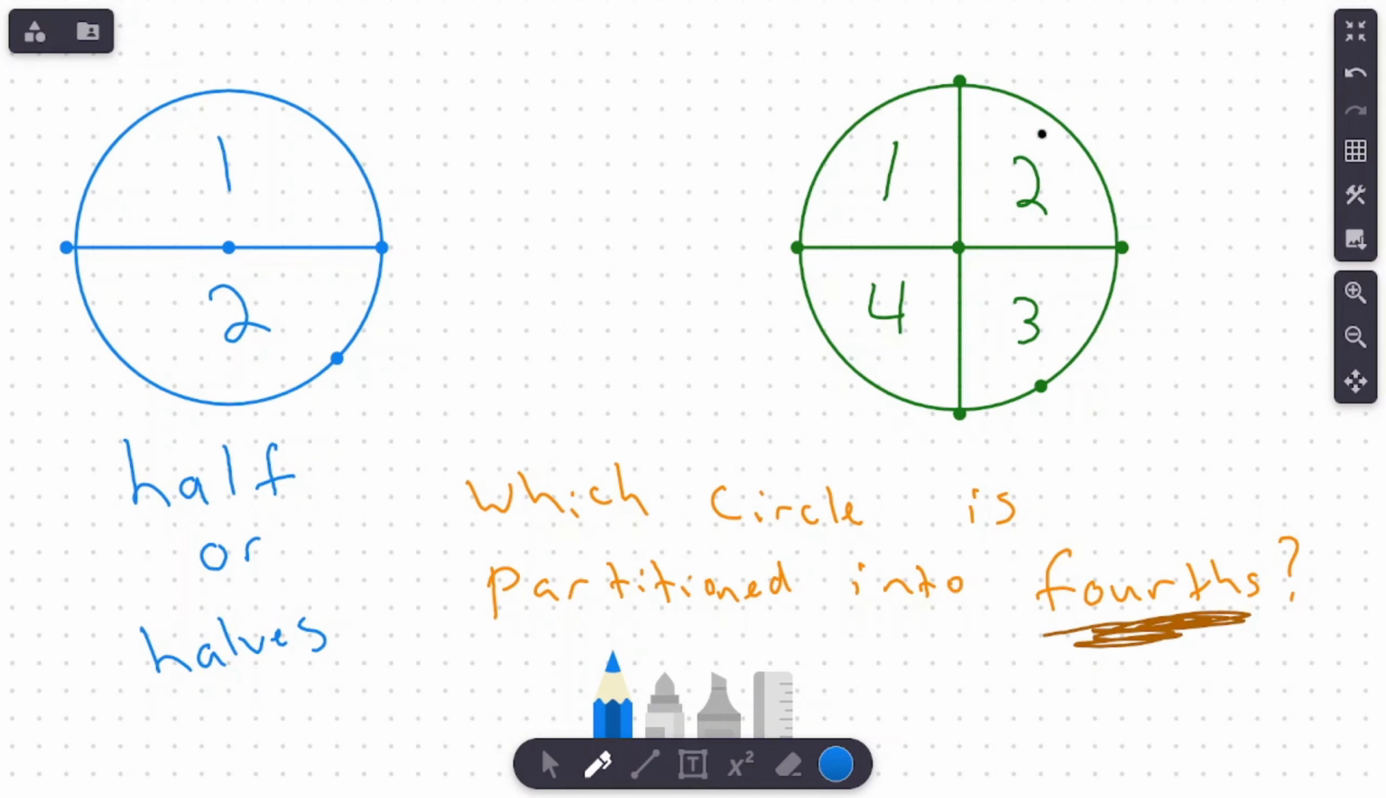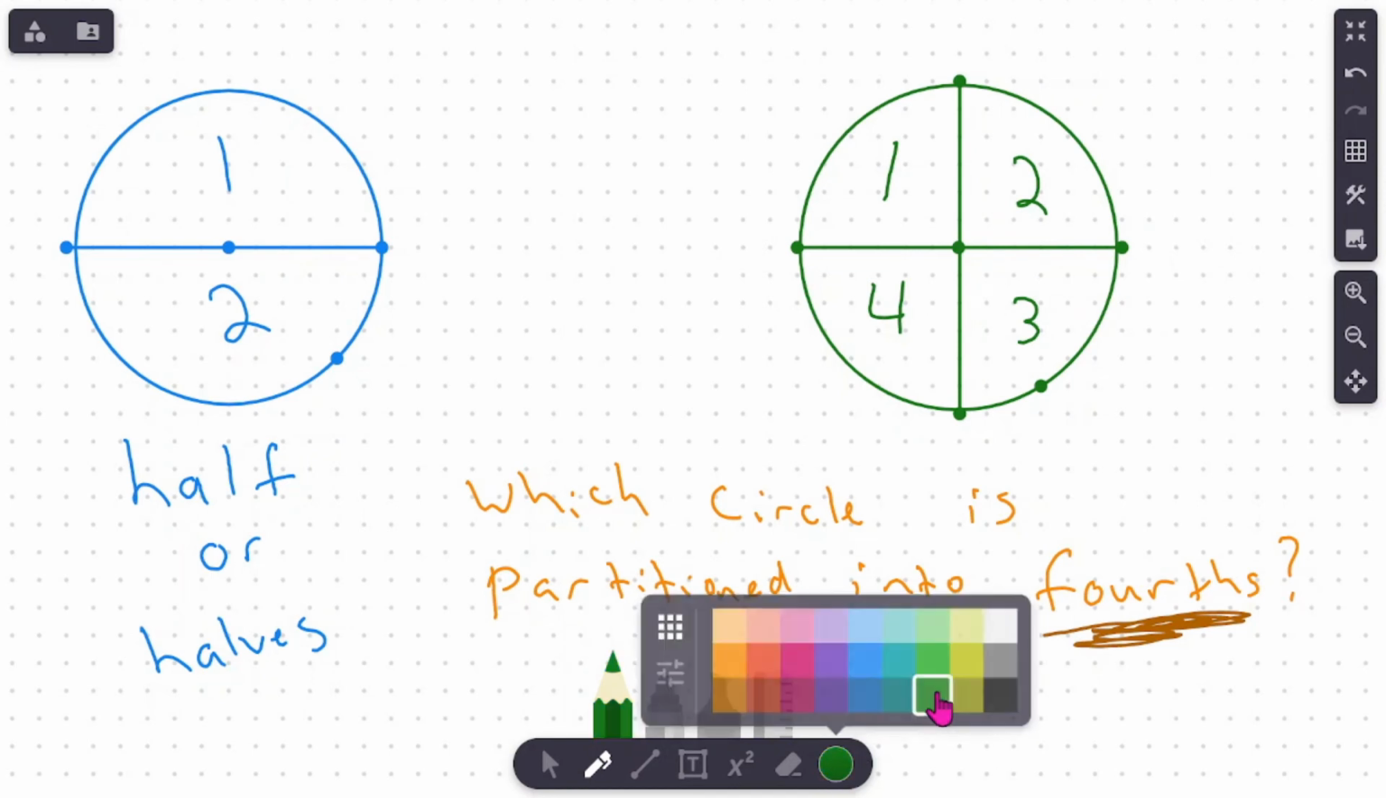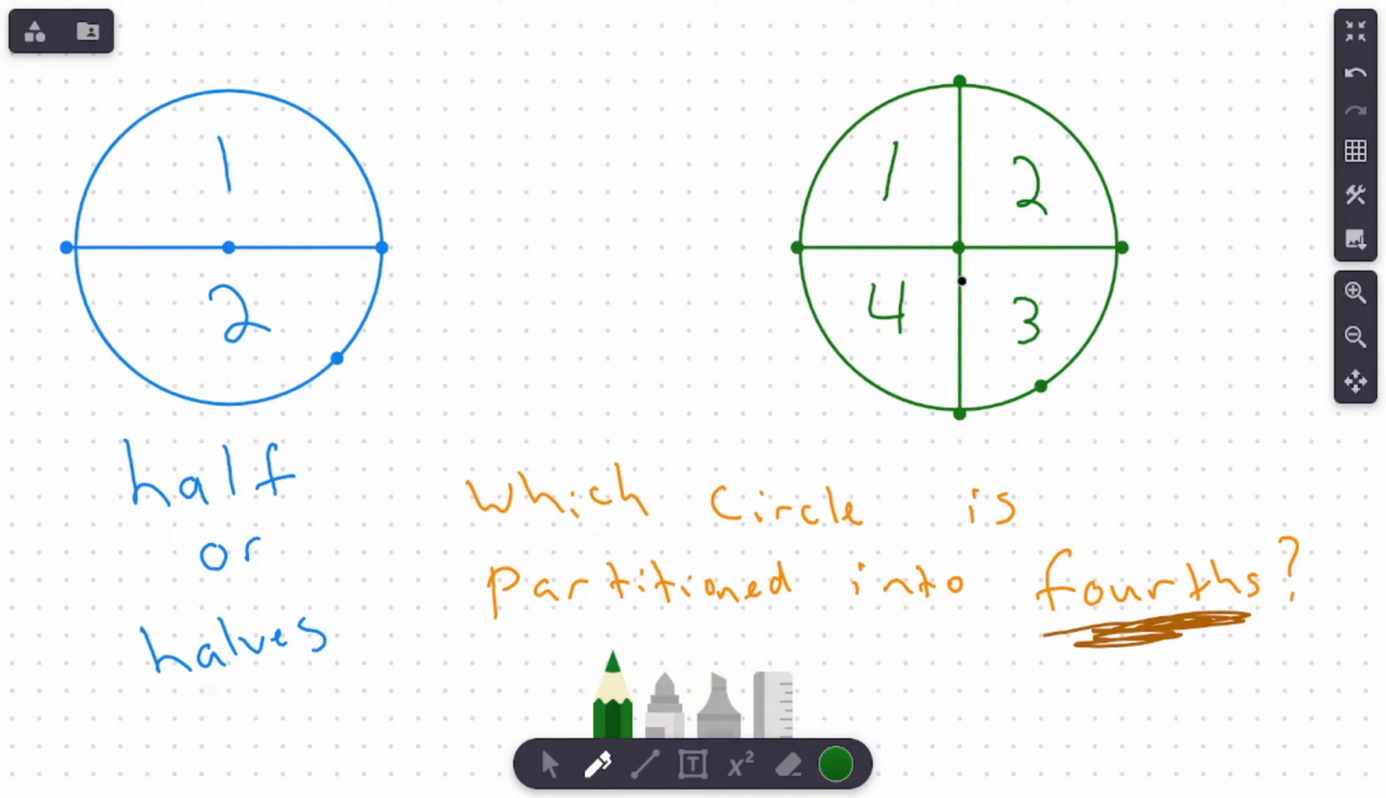Now let's look at our green circle. If we divide it into 4 equal sections, that means that we have partitioned it into fourths. F-O-U-R-T-H-S. So our answer for this one is going to be the green circle. Excellent job on that one.